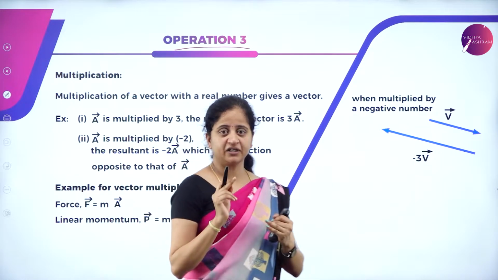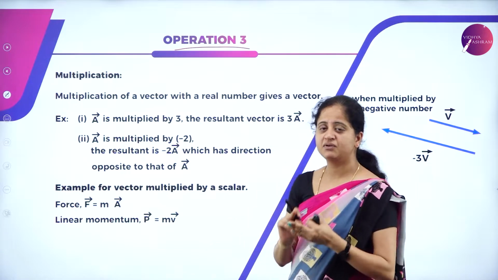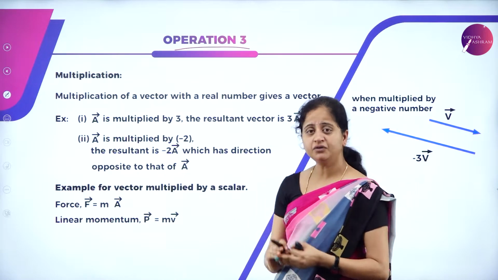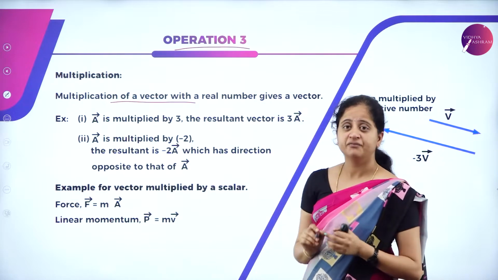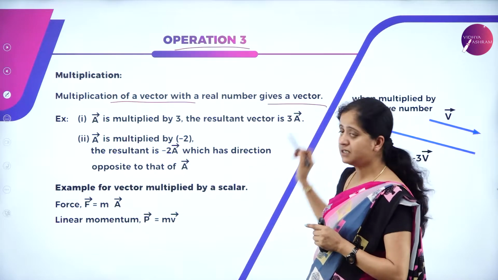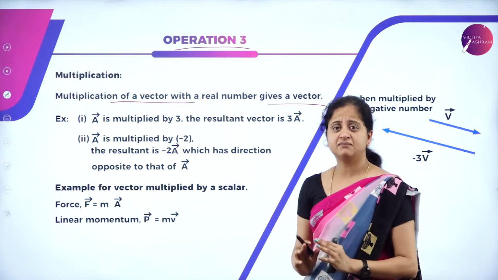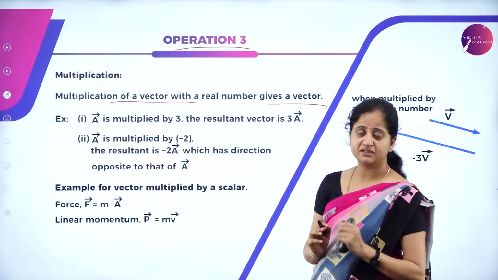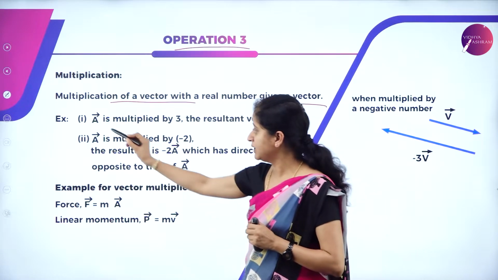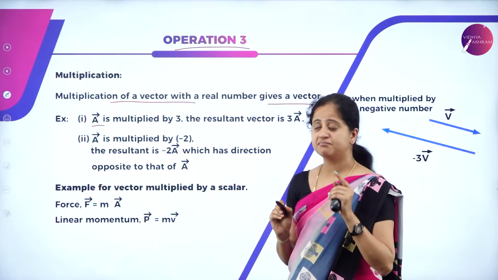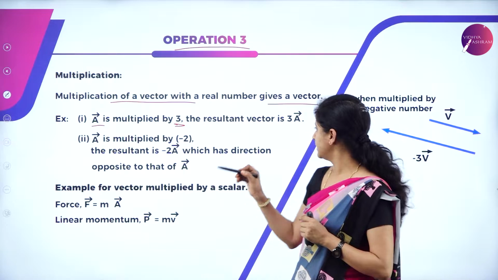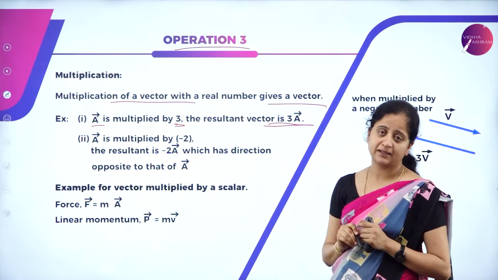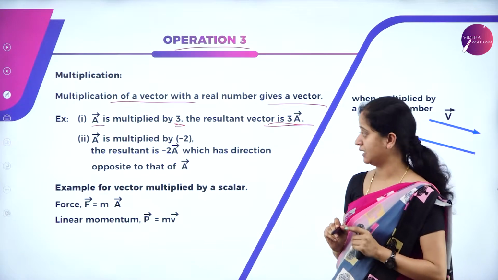Vectors can be added, vectors can be subtracted, as well as we can multiply the vectors. How to do this multiplication operation? Multiplication of a vector with a real number gives a vector. What does it mean? How to multiply a vector with a real number? Say for example, if vector a is multiplied by 3, then what is the resultant? The resultant vector is 3 into vector a. 3 times the vector a.